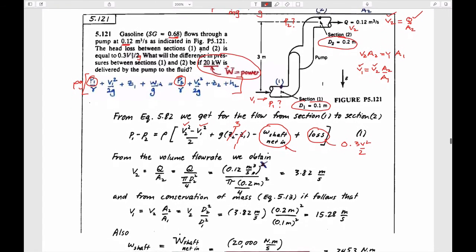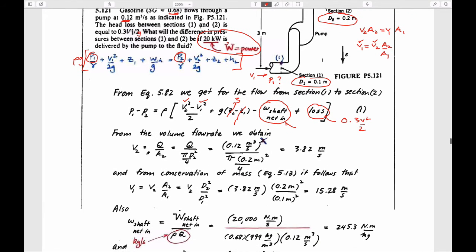And so the rest of you can see the calculations here. If we know the flow rate, we can calculate what V2 is. If we know V2, we can calculate what V1 is. And we have numbers for each of these. We know the elevation difference.